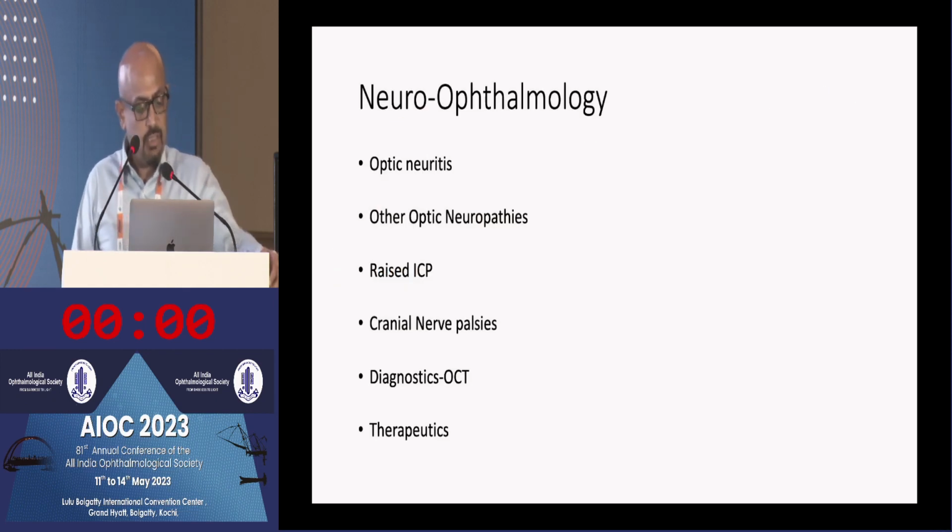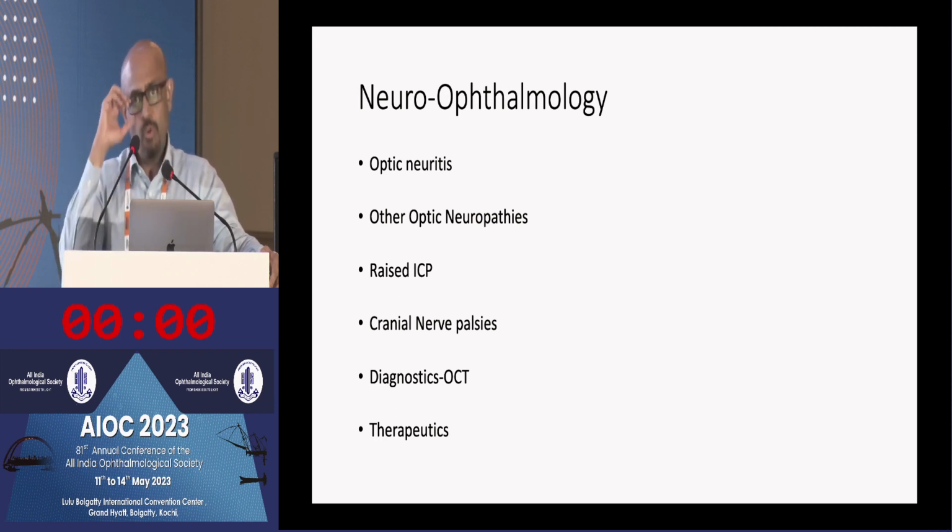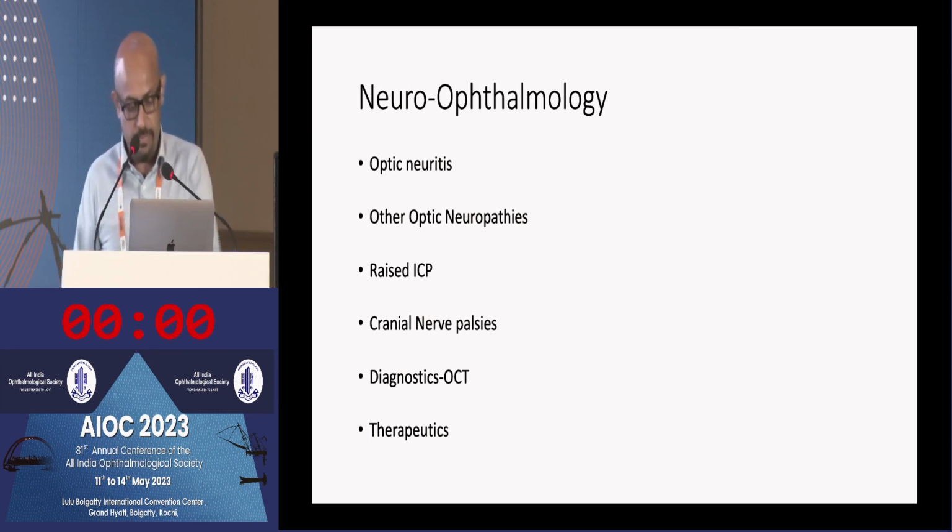So in a nutshell, there have been movements in a lot of diseases in neuro-ophthalmology. The most important part is in genetics, but there have been some changes in the way we deal with optic neuritis and the way we use OCT in these disorders. I thank you once again.